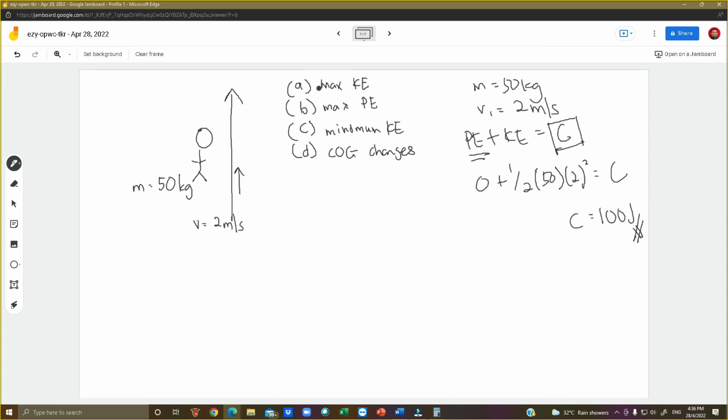So can we answer the first one? What is the maximum KE? 100 joules. Dekat mana? Dekat bottom. What is the maximum PE? 100 joules. Dekat mana? Top. What is the minimum KE?